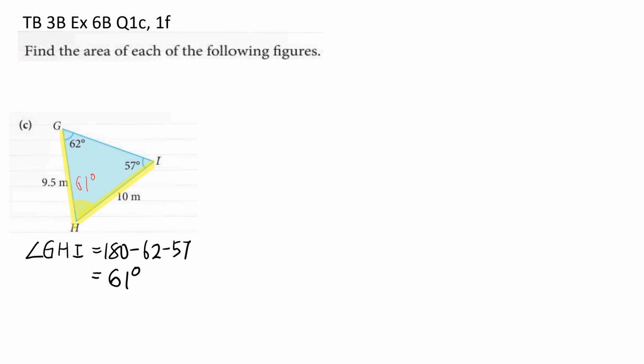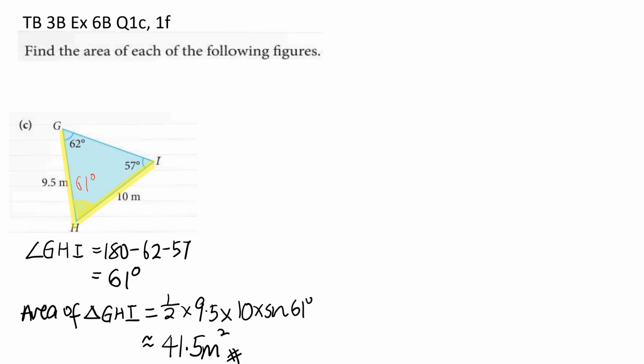Right, so with this included angle and with the two sides given, now we can apply the formula that we've learned earlier on. That will be half times 9.5 times 10 times sine 61. And you express the answer to three significant figures, that will give you 41.5 meters squared. So this question is a direct, not exactly direct, because you still have to find the included angle, but it's also quite straightforward. Let's look at the next question.